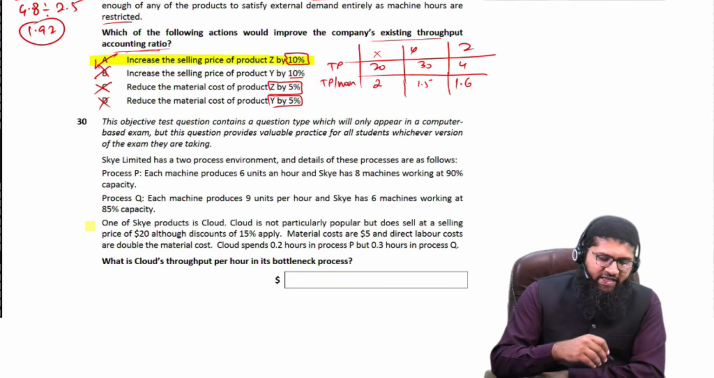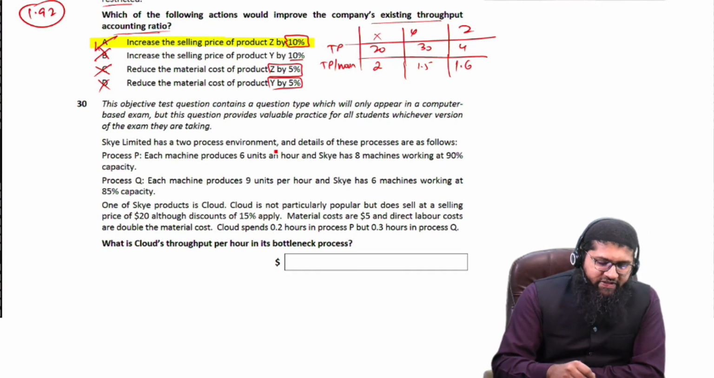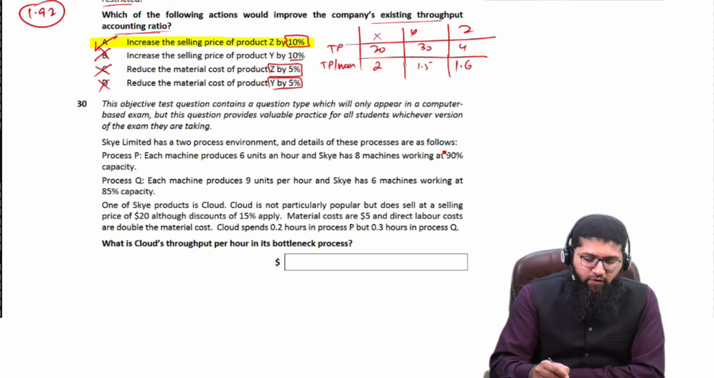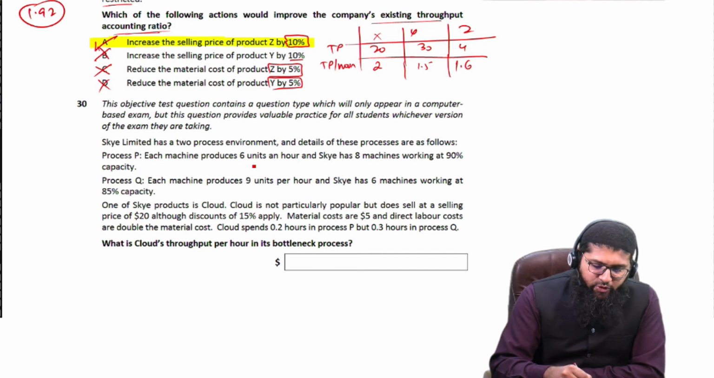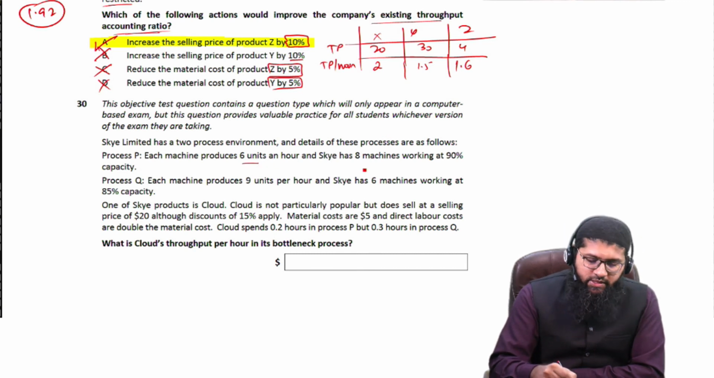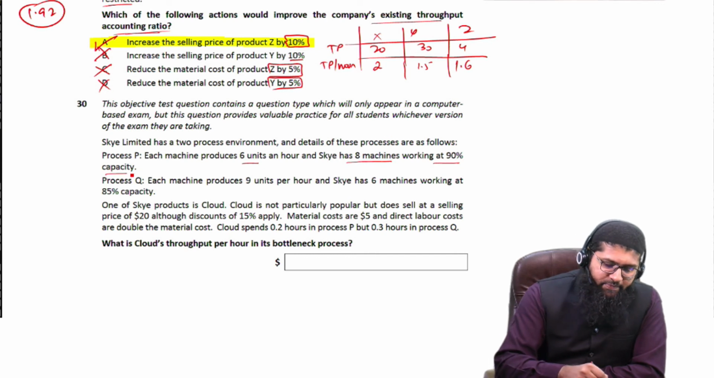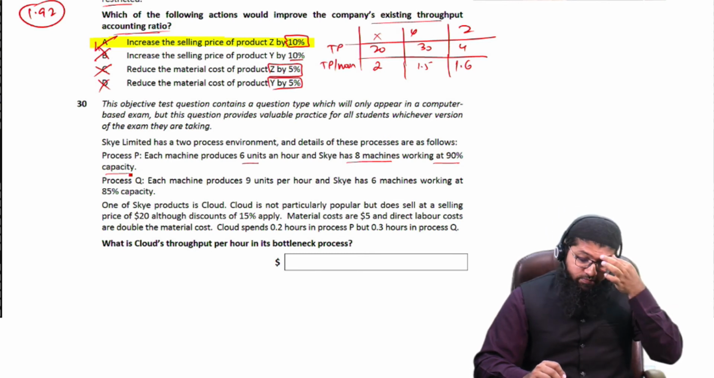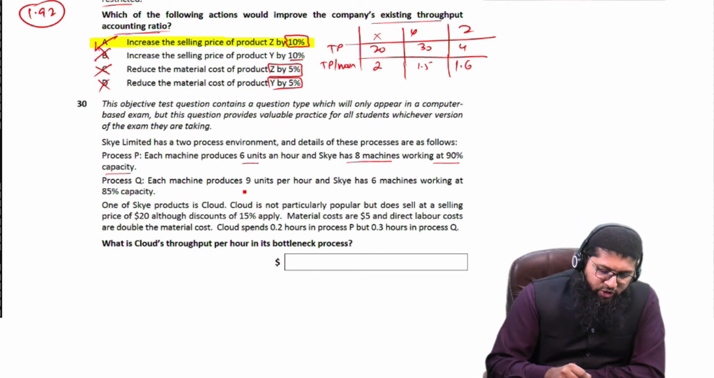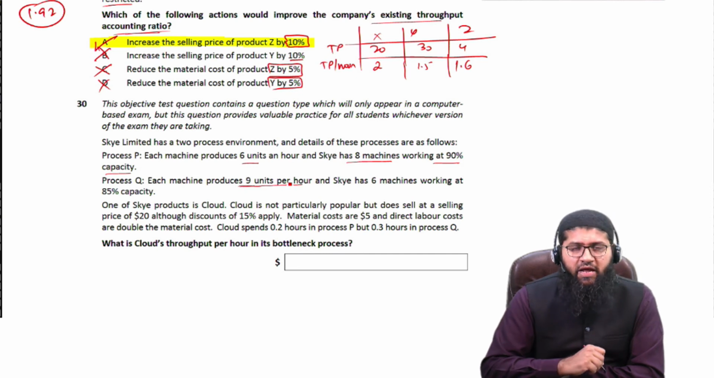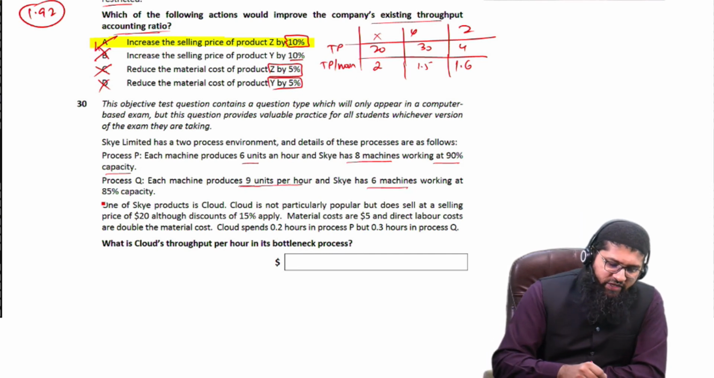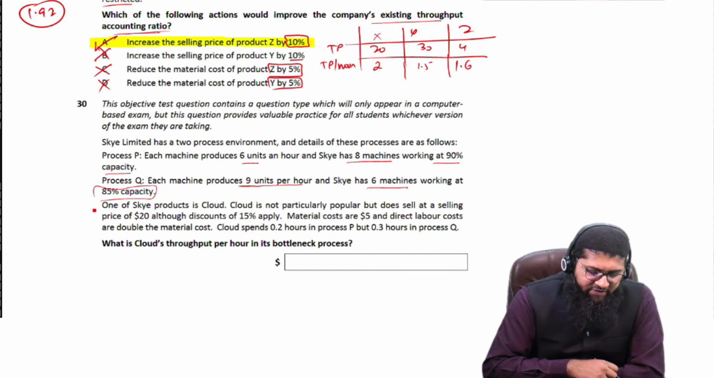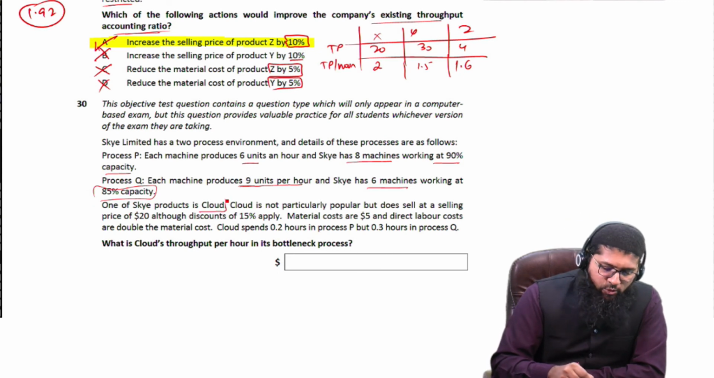The examiner has got this next question. It says, Sky Limited has a two process environment and details of the processes are as follows. Process P, each machine produces 6 units an hour and Sky has 8 machines working at 90% capacity. So it produces 6 units per hour. Then process Q, each machine produces 9 units per hour and Sky has 6 machines working at 85% capacity.